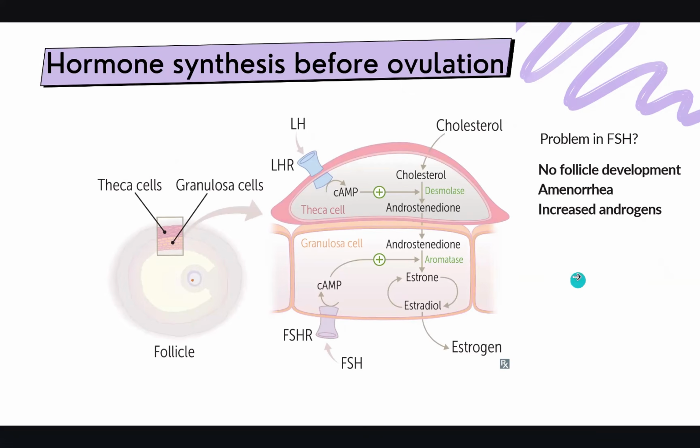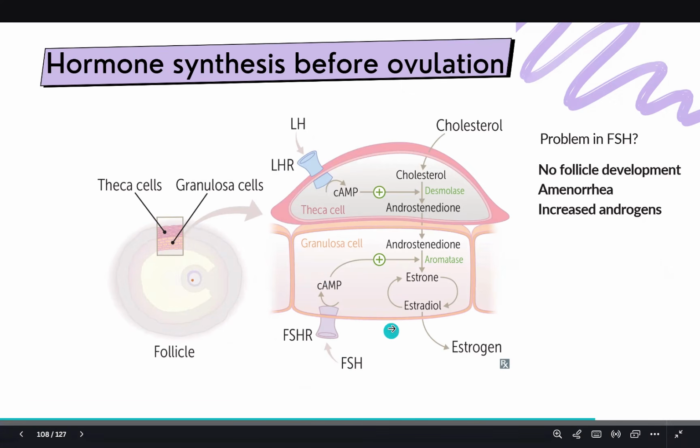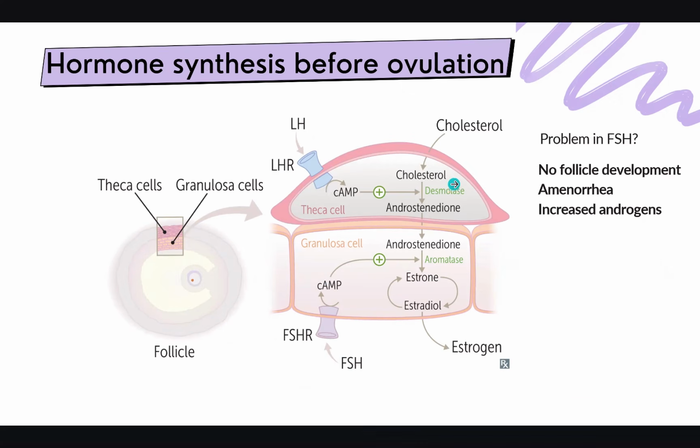Okay, now moving on to the production of estrogen and progesterone. This is important, guys, okay? Now, we mentioned that there are two layers of cells from the follicles, which are the theca cells, which are on top, and the granulosa cells. The theca cells have LH receptors, and the granulosa cells have FSH receptors. Now, before ovulation, what is released? We have the FSH that is released, but you also have LH there.